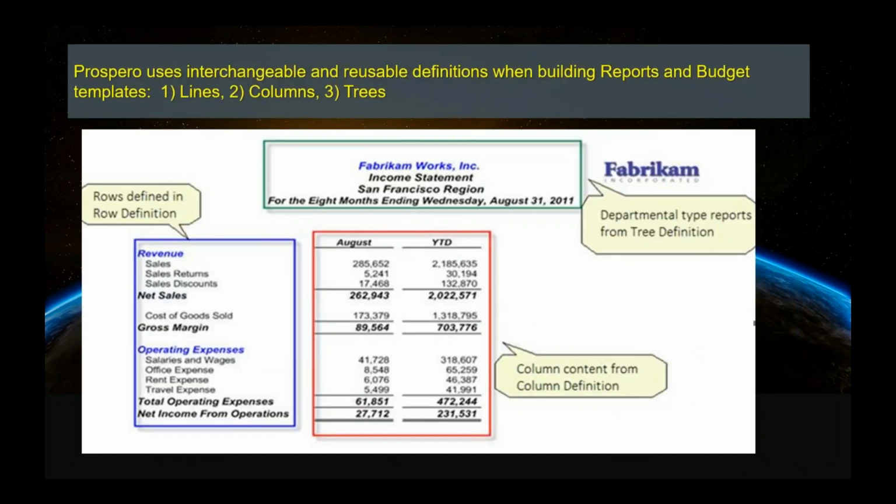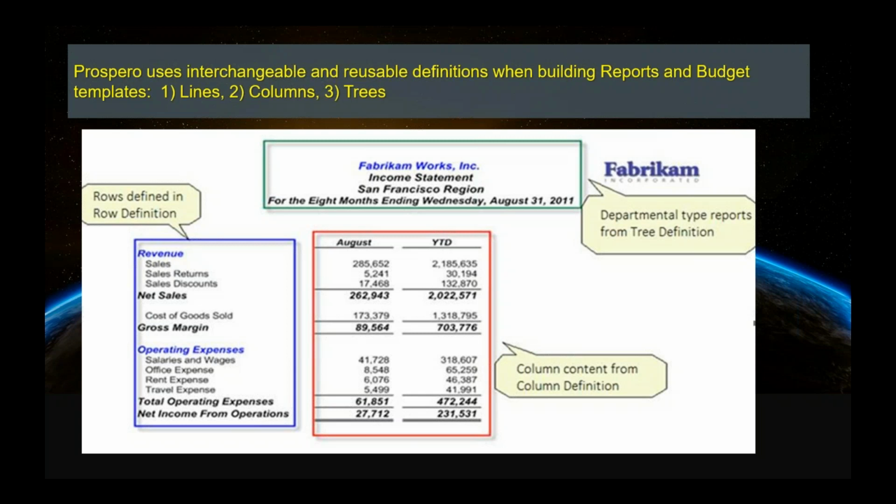Now, what we did all those years at Microsoft, we took the best things in those applications and we brought them into Prospero. One key foundational item is the ease of use of reusable building blocks. And there's really three simple ones. We have a line or row, represented there in blue. Or secondly, we have a column, represented in red.